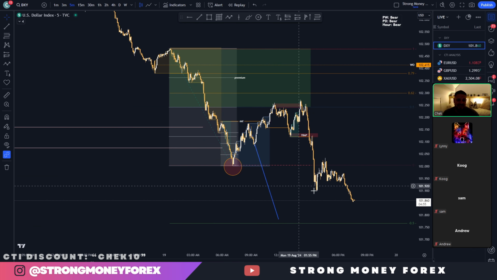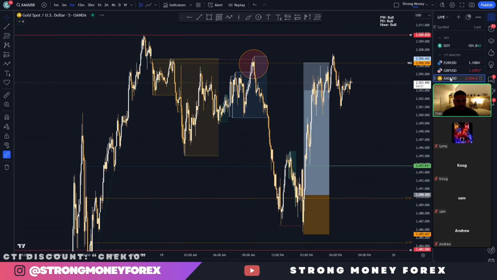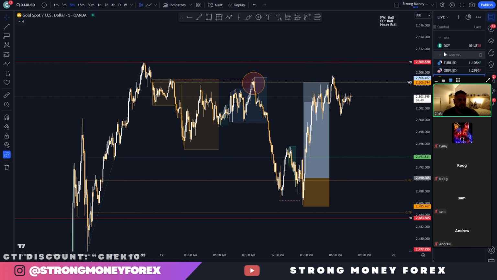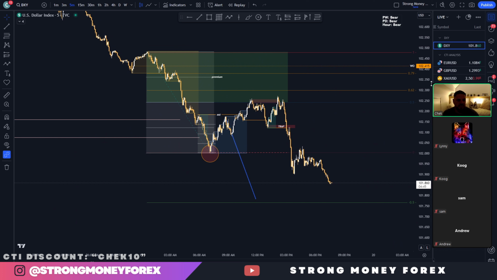The dollar is in firm control of all three of these markets today, and if you're not using the DXY in your analysis and you're trading one of these pairs, or any pair that has dollar in it, then you need to start looking at it.